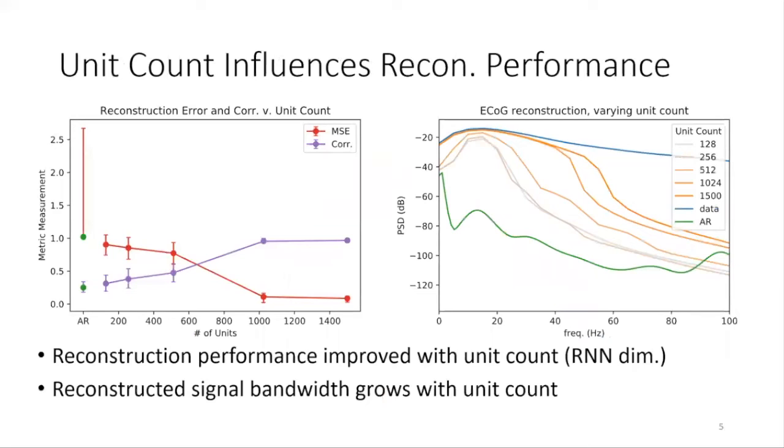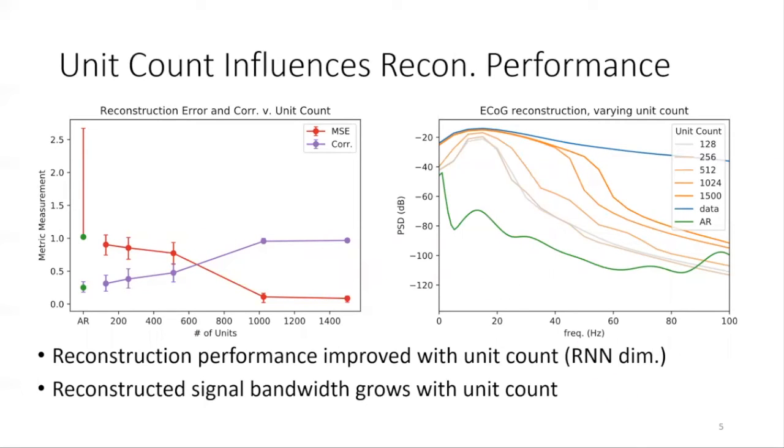To better characterize the relationship between reconstruction bandwidth and accuracy with this model, I compared the power spectral densities of model outputs to the PSDs of target sequences. I found that model performance was in fact band limited to lower frequencies. Wider bandwidth outputs led to more accurate reconstructions, as shown on the left.